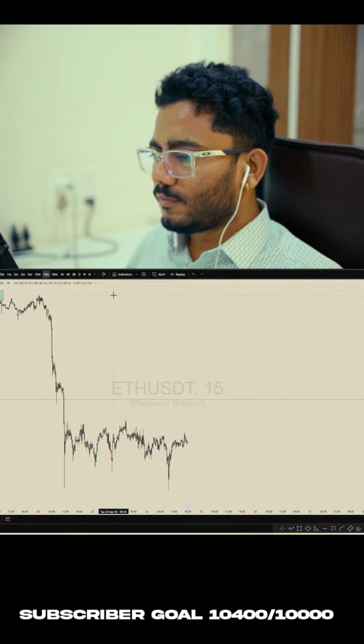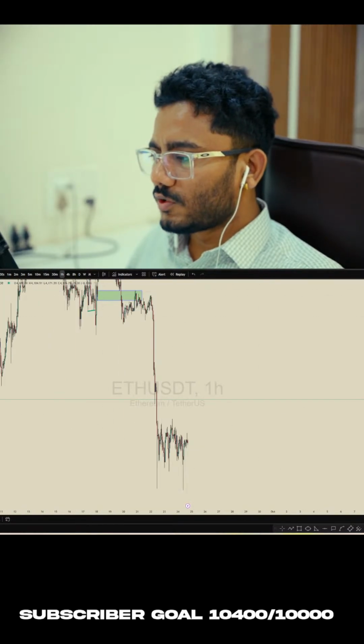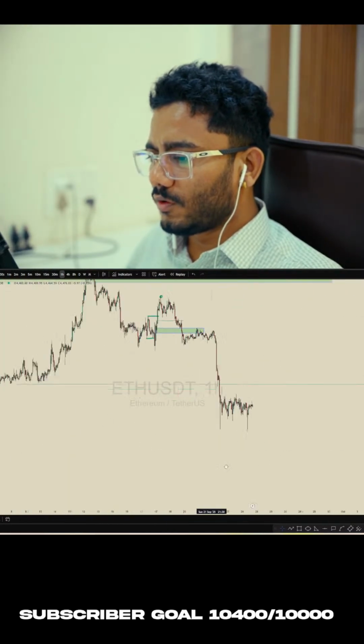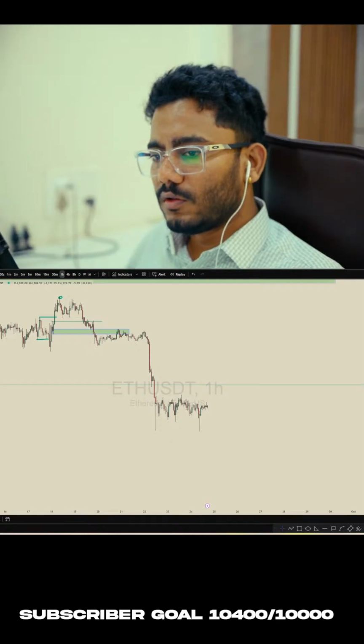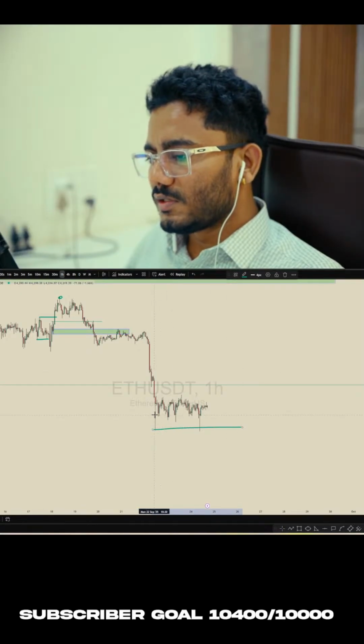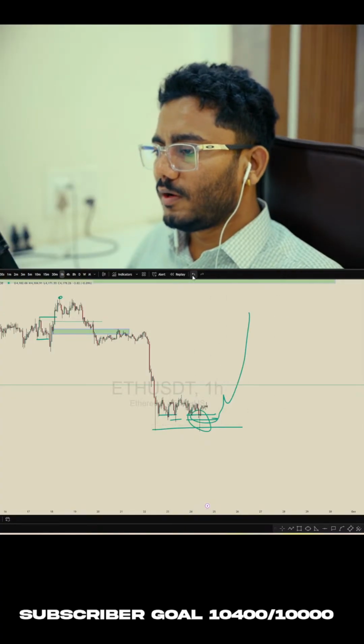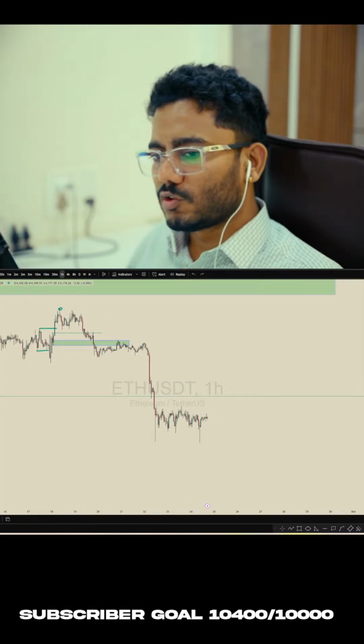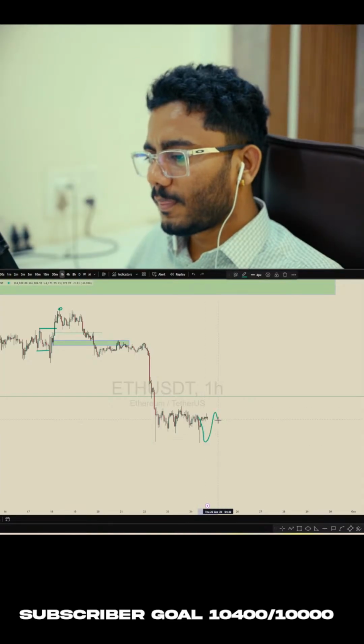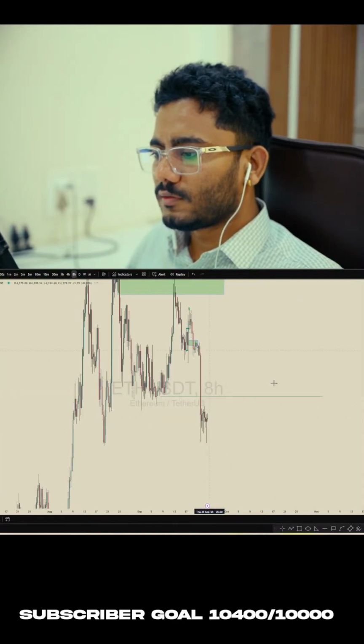Same on Ethereum. It's consolidating, but I think it should continue because if you see, this is a liquidity sweep, 1, 2, 3, 4, 5, 6, 7 weeks to the downside. So this is buying pressure. It's accumulating, and we could see a spring. So probably this is a spring, and then it should continue higher.